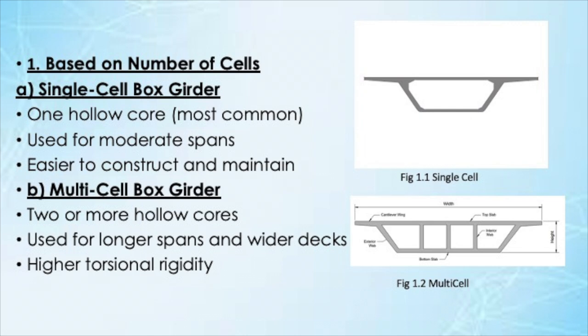And next is the multi-cell box girder, which has multiple cells, 2 to 5 cells always. It has 2 or more hollow cores and is used for longer spans and wider decks, which means the deck is wide. For wider decks these are used, and this possesses high torsional rigidity.